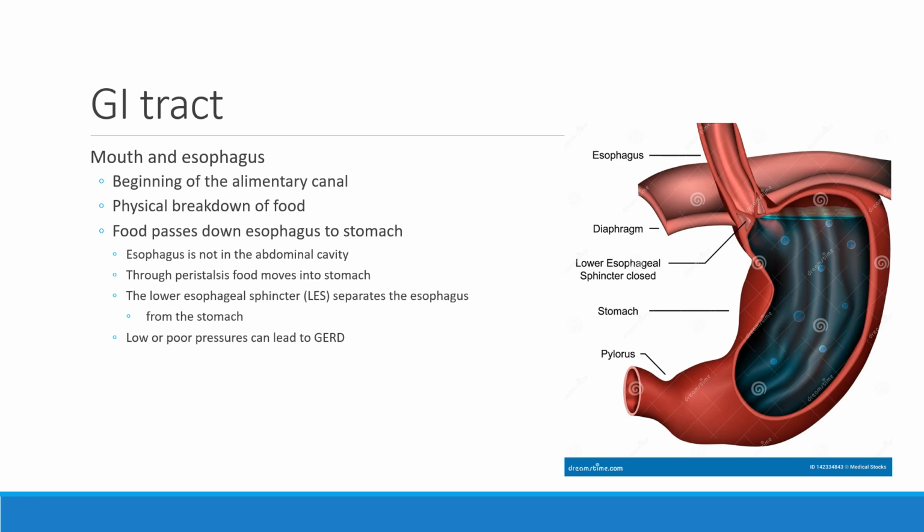Food moves through peristalsis into the stomach, and the lower esophageal sphincter separates the esophagus from the stomach. And you can see in the photo on the right where that lower esophageal sphincter is. That should be closed. You'll see later in some slides where we talk about possible abnormal functions of the GI tract, and especially with GERD, sometimes that esophageal sphincter is not functioning well, allowing some of the stomach acid to get into the esophagus. So our esophagus has normal pH and our stomach has a lower pH, so we want to keep the contents of the stomach in the stomach. So low or poor pressures can lead to GERD.